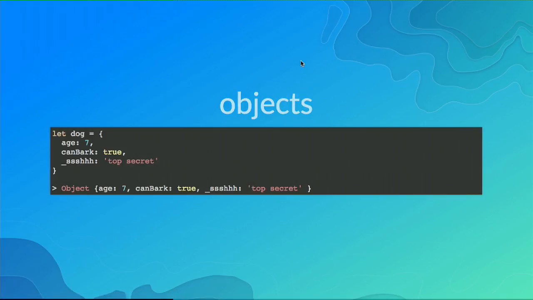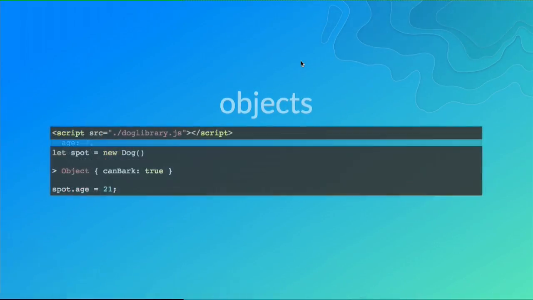Objects, the curly braces. We said the square brackets were for arrays. The curly braces are for objects. So here we've got basically all the same thing I showed you before, but now we can dig into an object to get at properties underneath. So dog is an object and it's got an age and it's got a property can bark and it's got a secret property shush. So I'll show you some more examples to make some more sense of this.